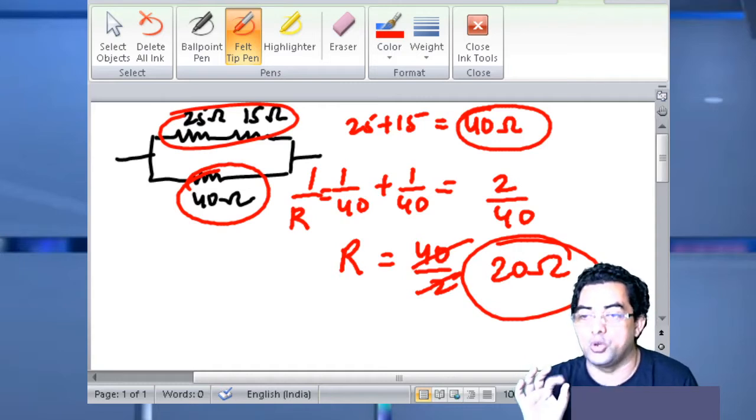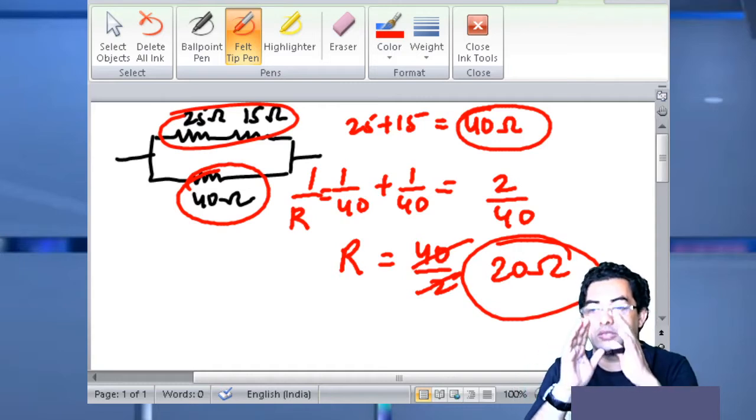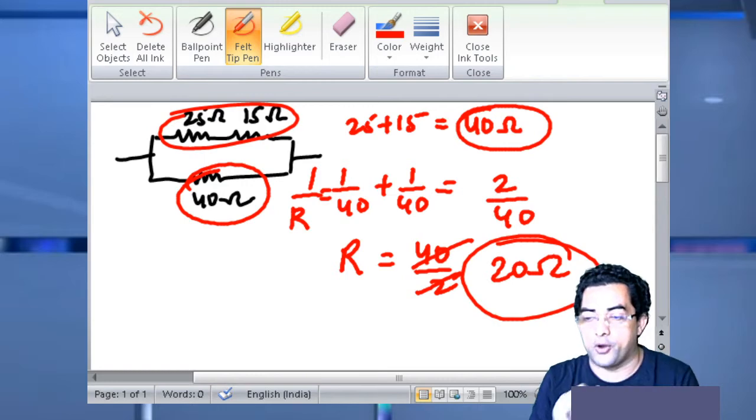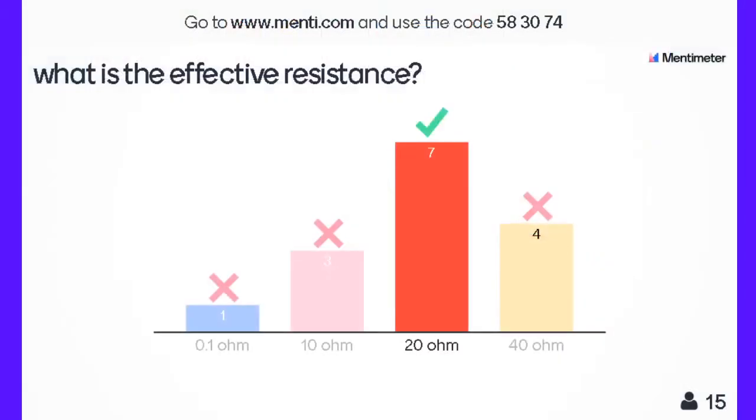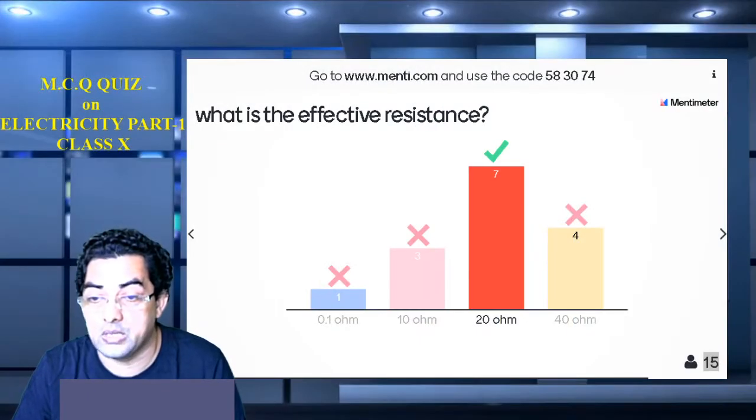So I hope you have understood. First, we solve the series, and then 40 and 40 become parallel, which gives us the final answer. So 7 of you got it right. Let us see the score, guys. Who is leading the leaderboard?